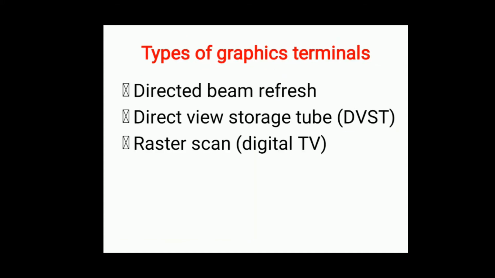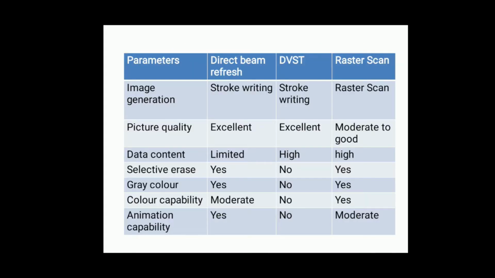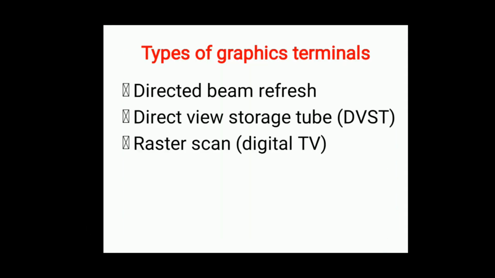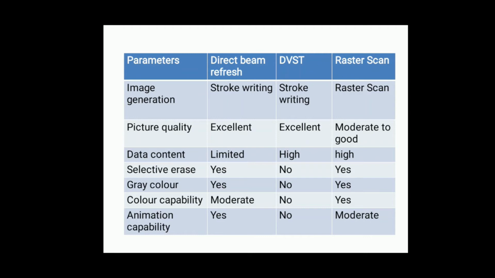Next, types of graphics terminal according to this system. The first is direct beam refresh, second is direct view storage tube, and third is raster scan, that is, digital TV. We will see one by one the differences between these three types of graphics terminal, parameter by parameter.